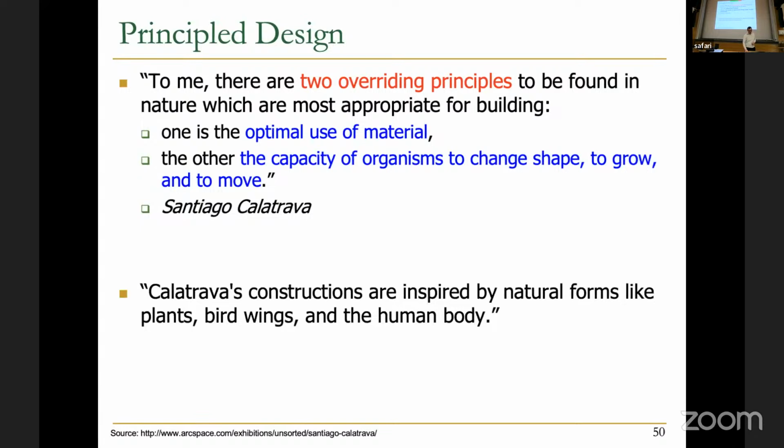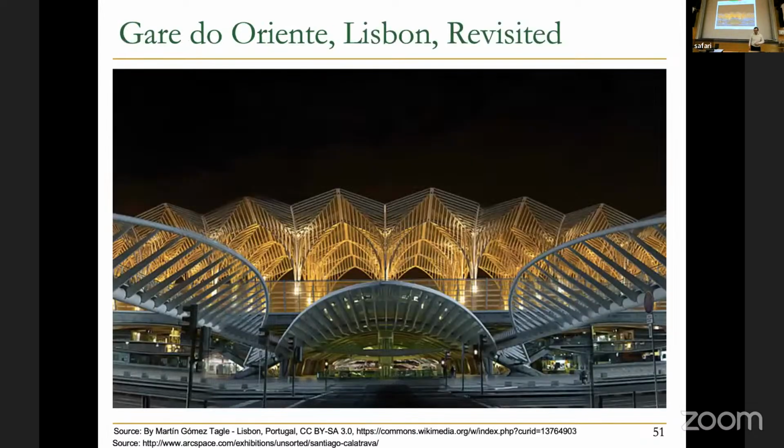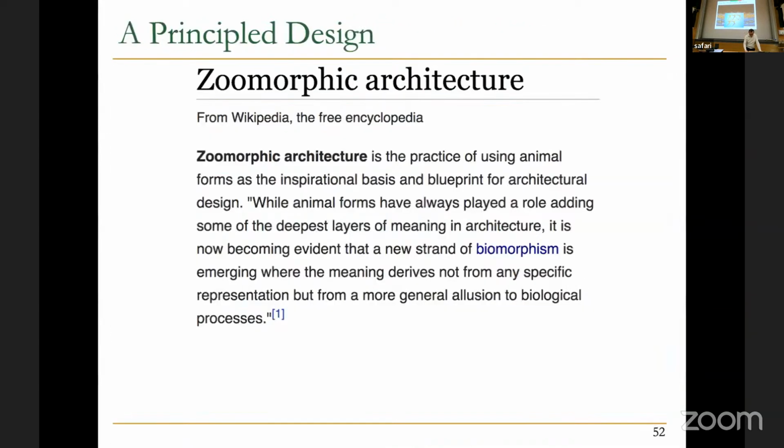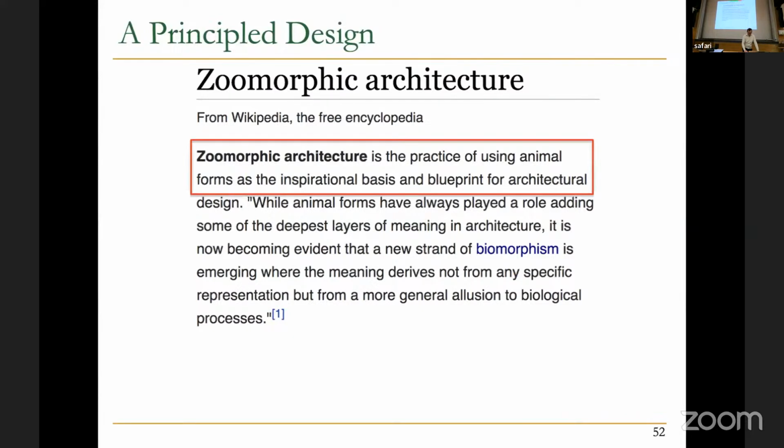And these are from some other people, right? Calatrava's constructions are inspired by natural forms like plants, bird wings, and the human body. This is actually some anthropomorphic thing. Can people see that? I don't know if I can point these out. Look at these things. Look at the face, arms, body, kind of legs. They look like bats. And that's his blueprint. So this is actually a principled design that he pioneered, which is zoomorphic architecture. Architecture based on zoomorphic shapes, animal forms, essentially. You can read more about this.